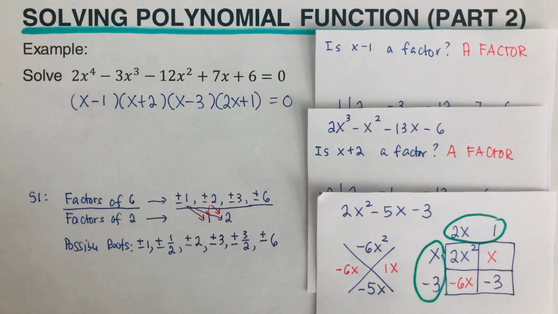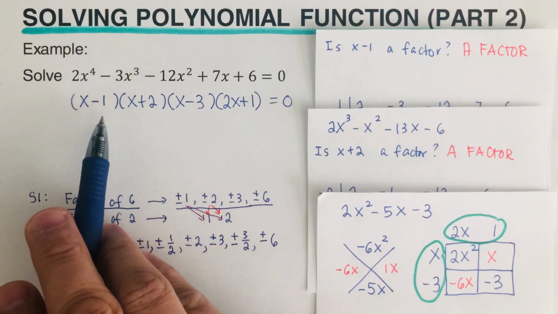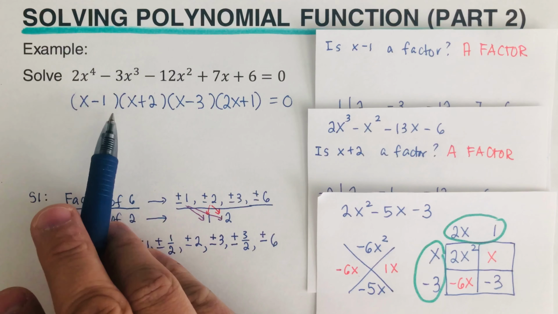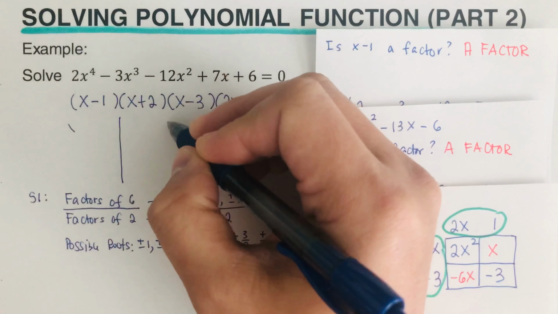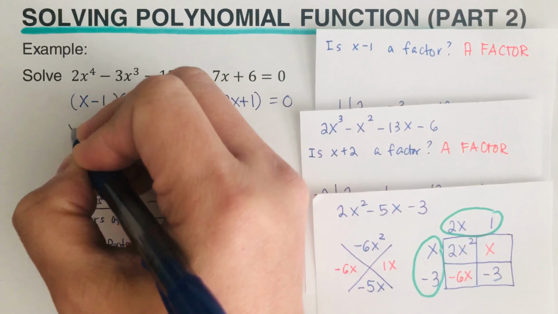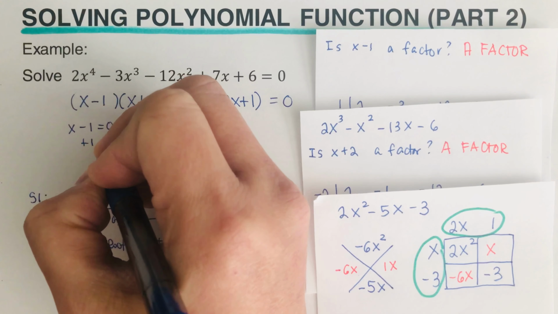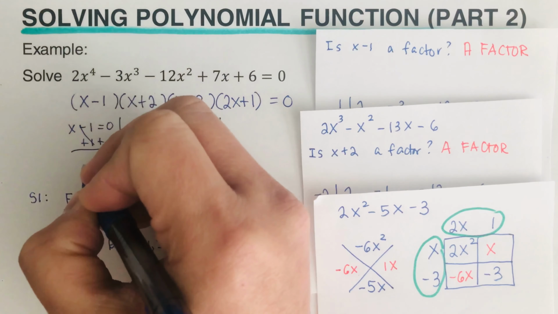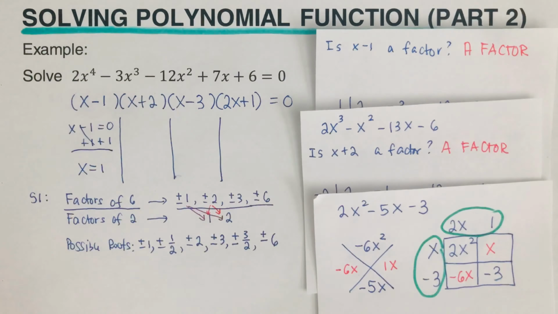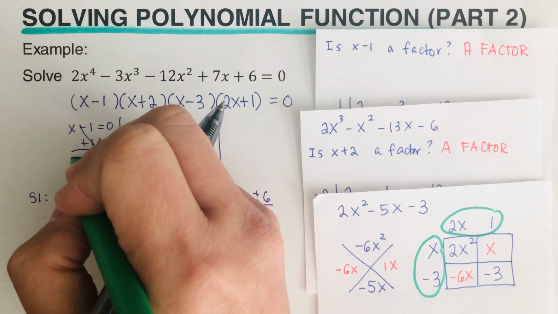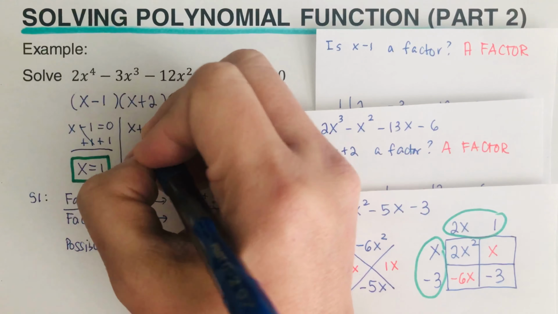Since we are asked to solve this equation, we're going to use the zero product property to determine the values for x that will make this 0. So I'm just going to show the work right here. The first one would be x minus 1 equals 0. We're going to add 1 to both sides. So the first x value would be positive 1. I'm just going to put that inside the box. Now I will show the work for the rest of these.